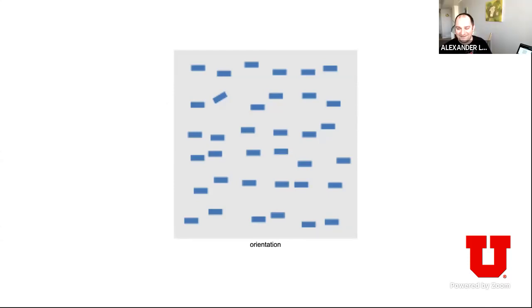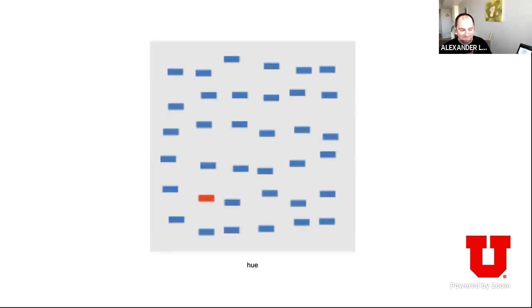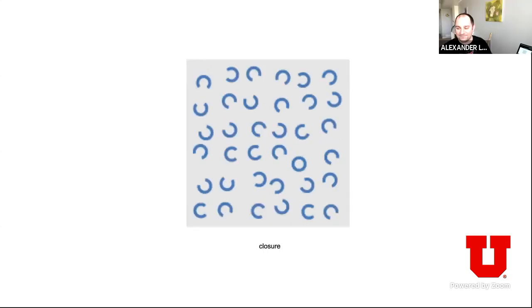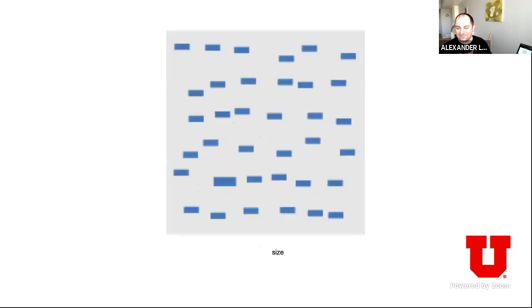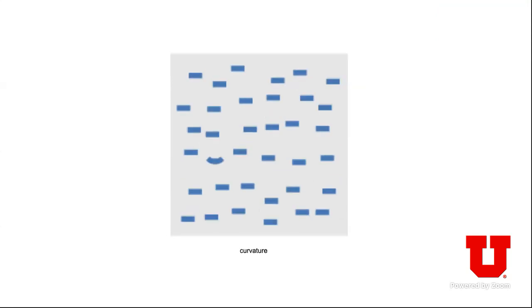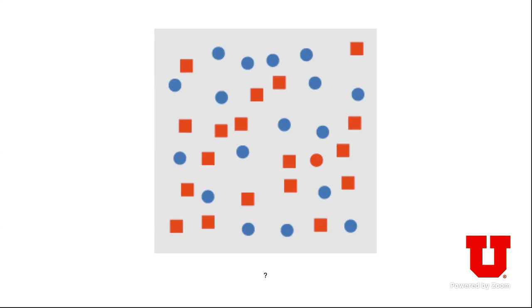Okay, I hear some clapping, right? Thank you. We have audio. Then we have the next one here. Okay. Plenty of people immediately saw that. Okay, next one. So it takes a little bit longer, but most people were able to recognize it. We have closure here. Next one. Size, great. Curvature. Okay. What's the odd one here? That's all red. Red circle. Red circle, exactly.